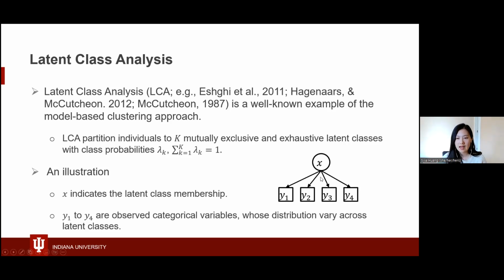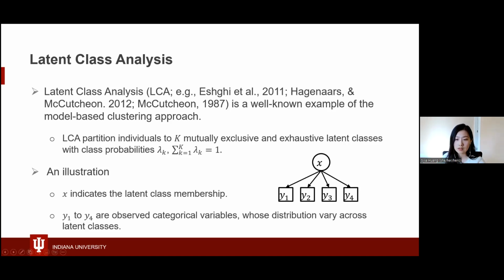Again, we have this latent X, represented by a circle in this diagram. It is a categorical variable indicating the latent class membership. Since we don't really know how many latent classes there are, this X can be a variable with a different number of categories. One of the aims is to explore and compare models with different numbers of classes and determine how many latent classes we should keep.